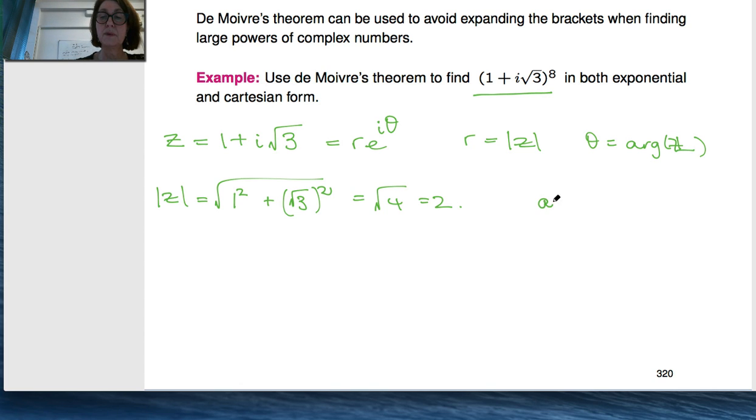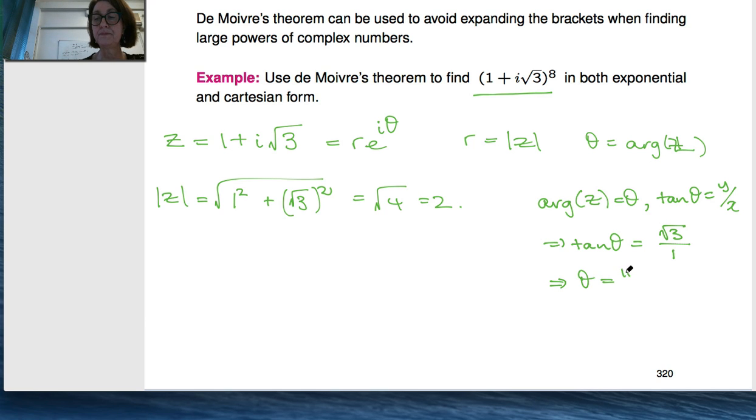And the argument of z equals theta, where tan theta equals y on x. So in our case, that means that tan theta is equal to root 3 on 1. And by now we know that theta is equal to pi on 3 because 1 plus root 3 i is in the first quadrant. So we just need to go around pi on 3. So we've got z equals 2e to the i pi on 3.